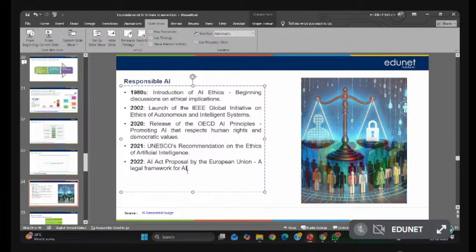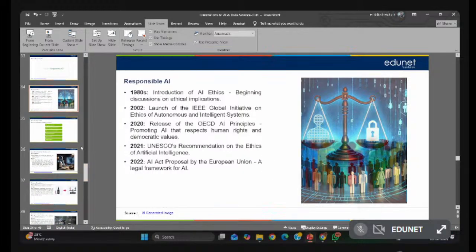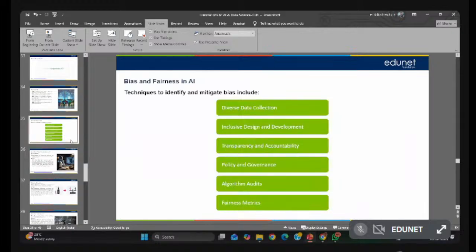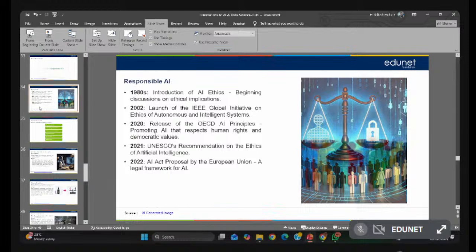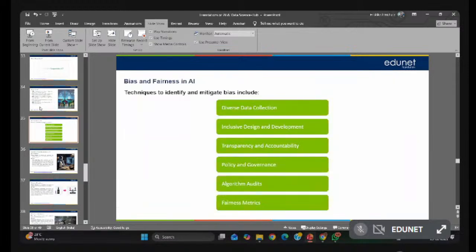And then there is the European Union. Maximum we get the job from the European Union only, and they follow the AI Act proposed by the European Union in 2022. So if you want to do the job, you need to follow this kind of rules as well. Got it? So this is all about responsible AI. I hope everyone got it.